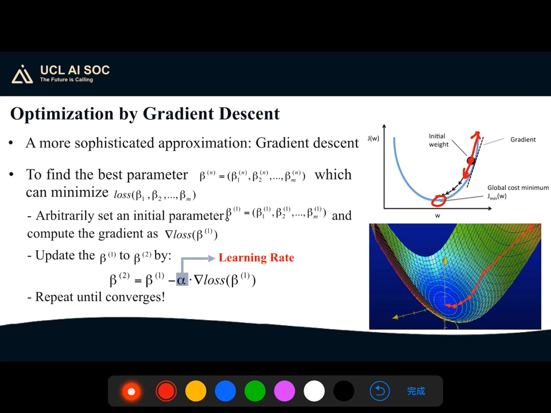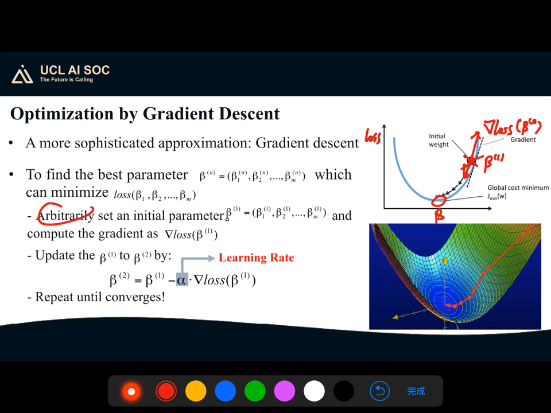Okay, so let me put it in a more formal way. To find the best parameter beta, which can minimize the loss function, we will arbitrarily set an initial parameter beta 1. And then we will compute the gradient at this point. Okay, this is the loss function, the gradient of the loss function of beta 1 here. And the y-axis should be the loss function, okay? That should be beta.